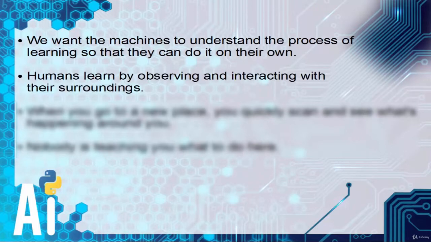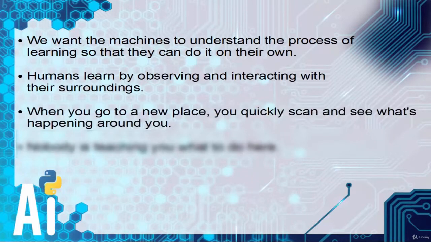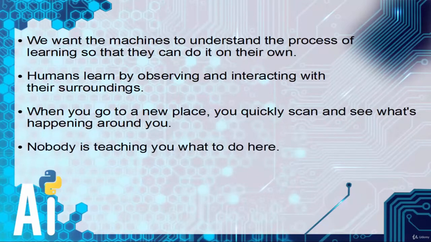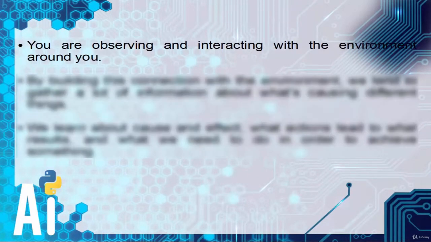Humans learn by observing and interacting with their surroundings. When you go to a new place, you quickly scan and see what's happening around. Nobody is teaching you what to do here. You are observing and interacting with the environment around you.